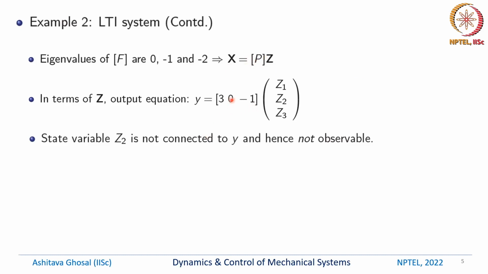So what you can see is z2 is not connected to y. So y will be 3z1 plus 0 into z2 minus 1 into z3. So whatever you do to z2, it will not change y. Hence the system is not observable because z2 is not connected to y.